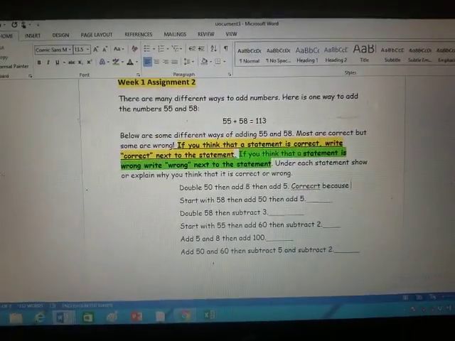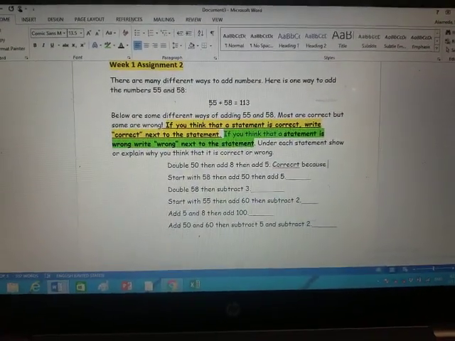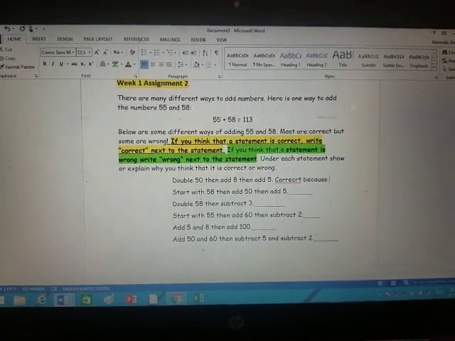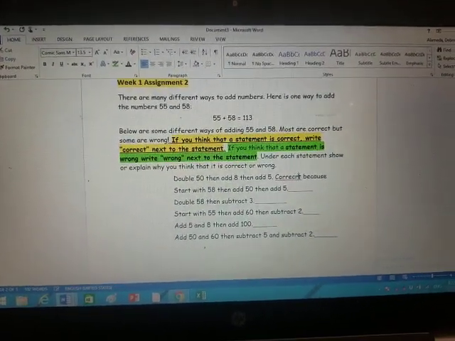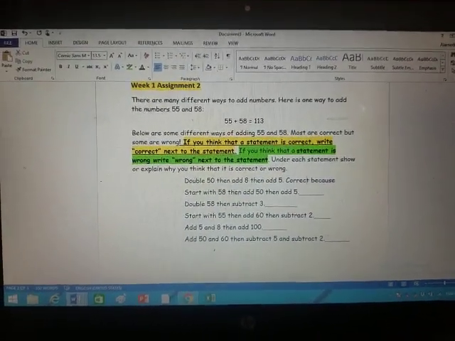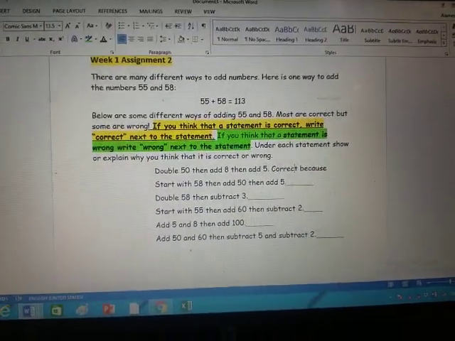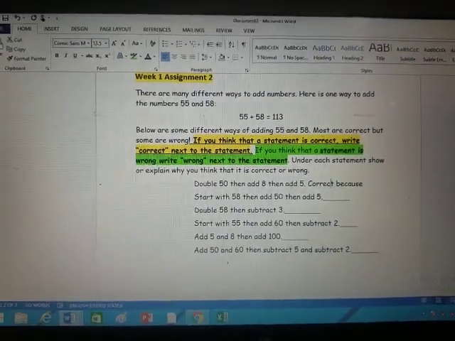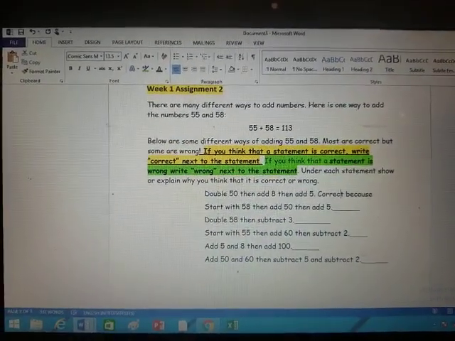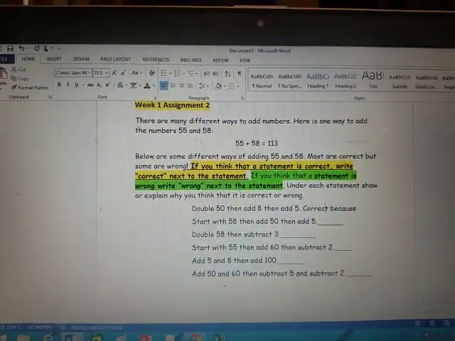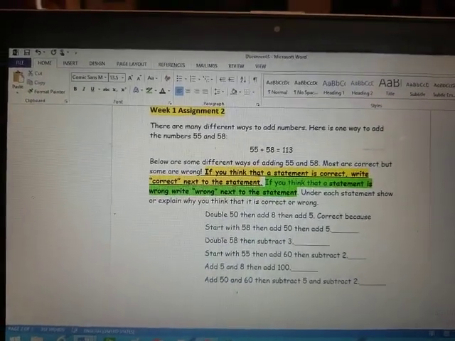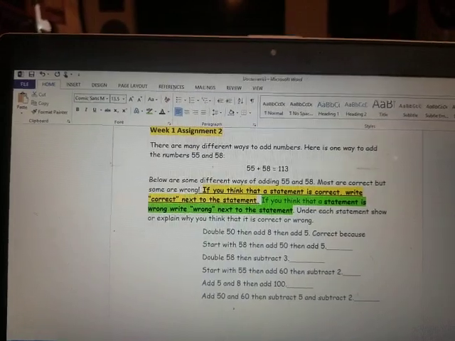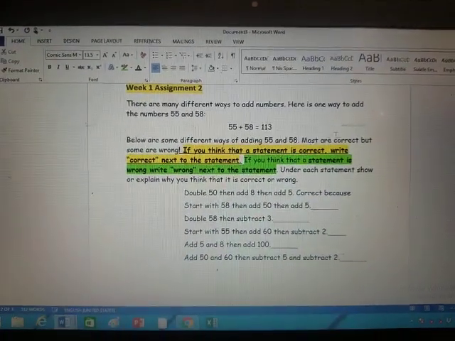So remember, you're going to write it is correct. And again, sorry, I'm typing with one hand, recording with the other hand. So of course everything is not perfect, so excuse me. So again, you're going to write correct because I added 50 plus 50, which is 100. Then I added 8 to 100, which is 108. Then 108 plus 5, which is 113. That is why it's correct. Then you go to the next one.